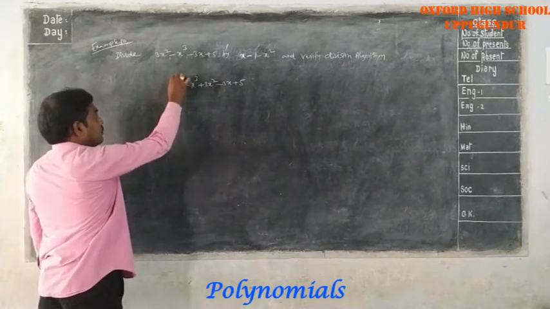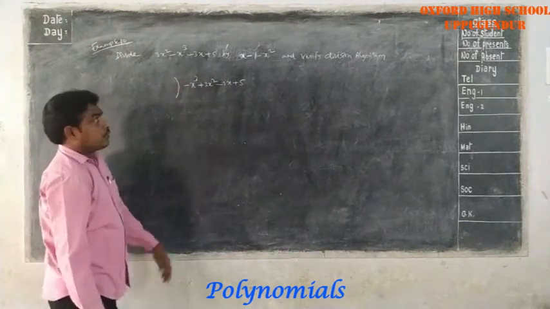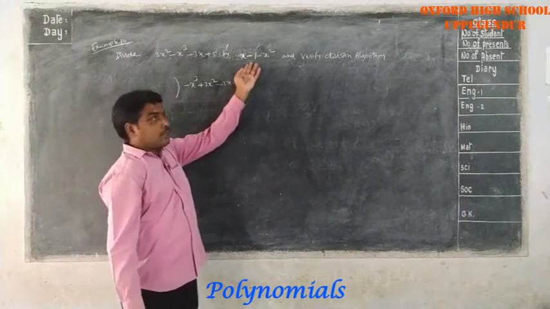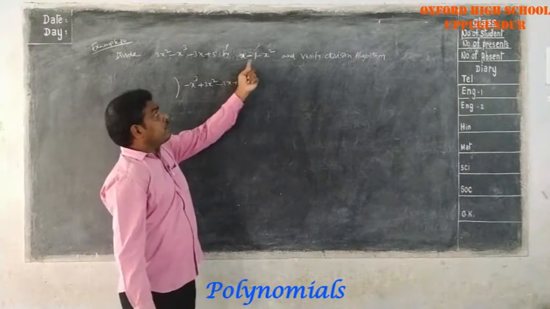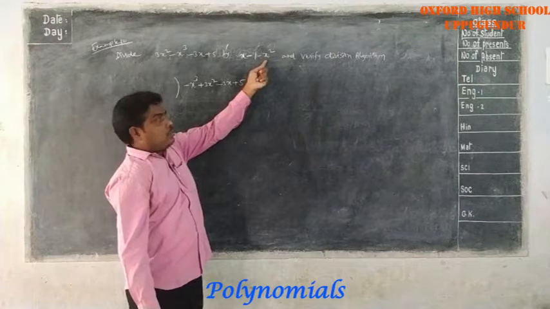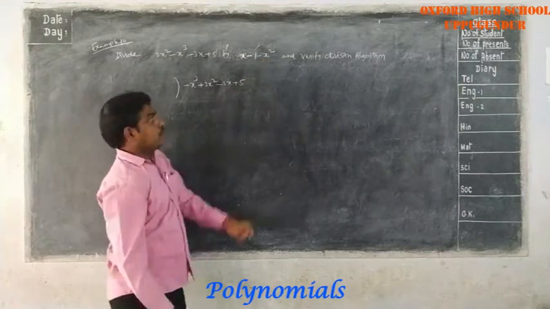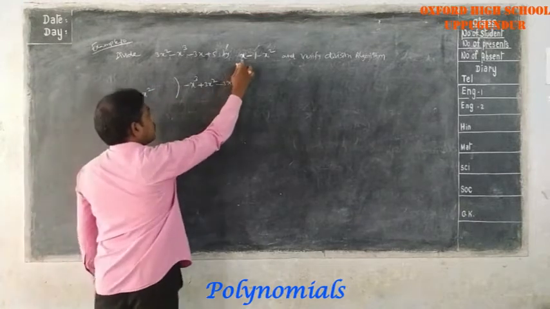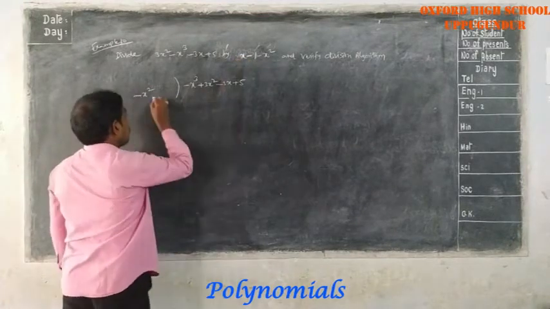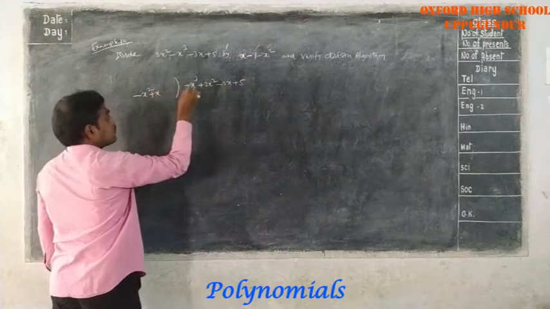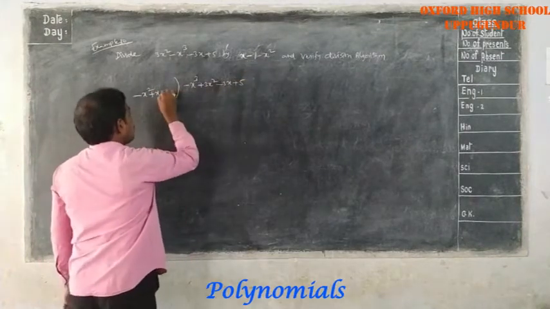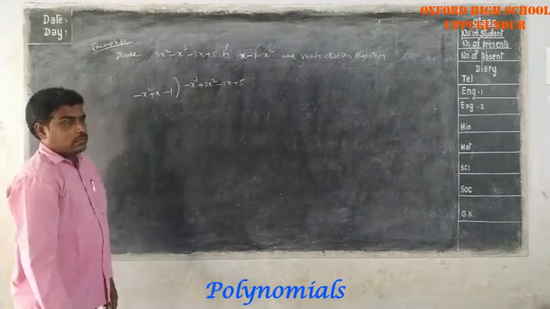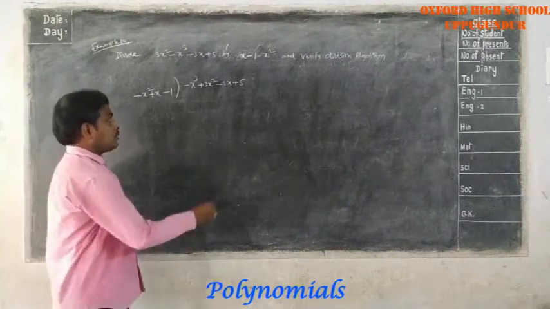So this dividend you have to divide with the divisor. Here also you have to write this in the same manner. Here degree 1, degree 0, degree 2. So first you have to write the degree 2 term, minus x square. Next, the degree 1 term has no sign, which means plus, so consider plus x. Next, the degree 0 term, minus 1. So next you have to do in the same manner.